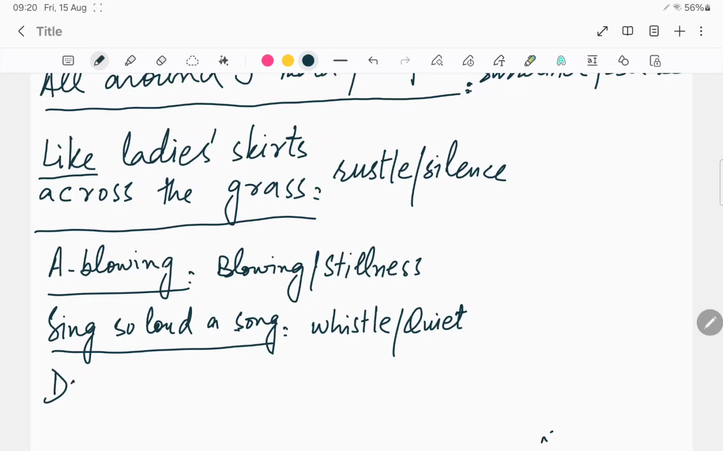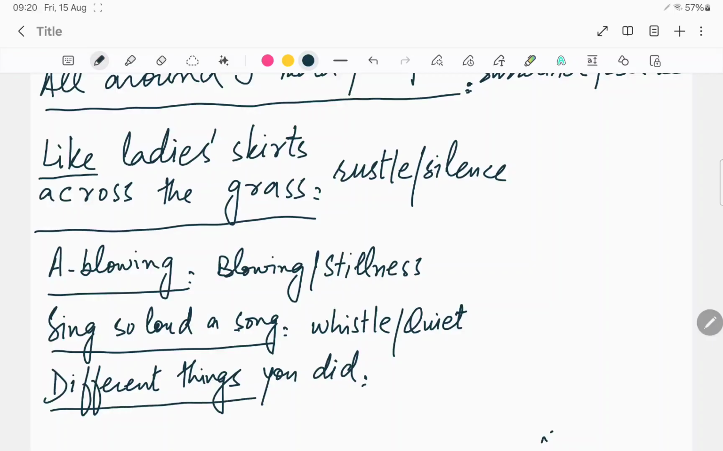The next phrase is different things you did. Here the emphasis is on the different things, which means the various acts or actions that are performed by the wind as it is tossing the kites on high, or moving the objects, pushing against me, and all that.